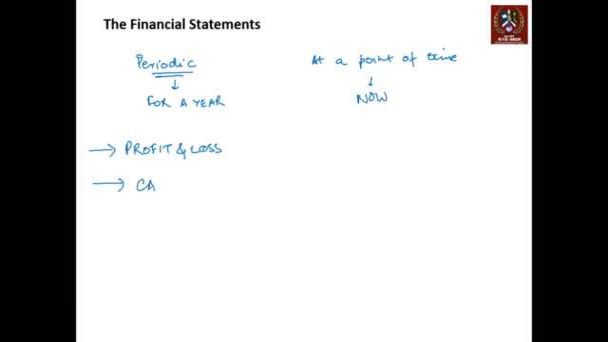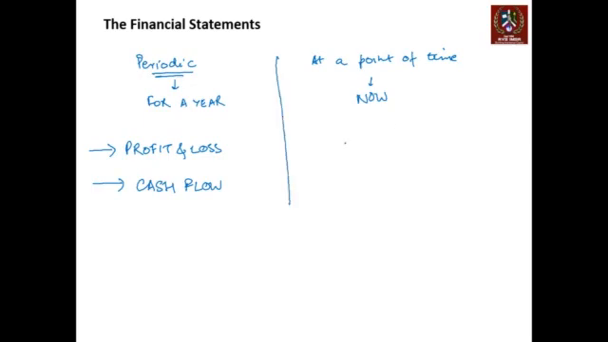Similarly, if you look at the cash flow statement, you never say that the cash generated at this point of time is X amount. You say the cash flow over the year into the company was this much and outside the company was this much. So this again becomes a periodic statement, right?